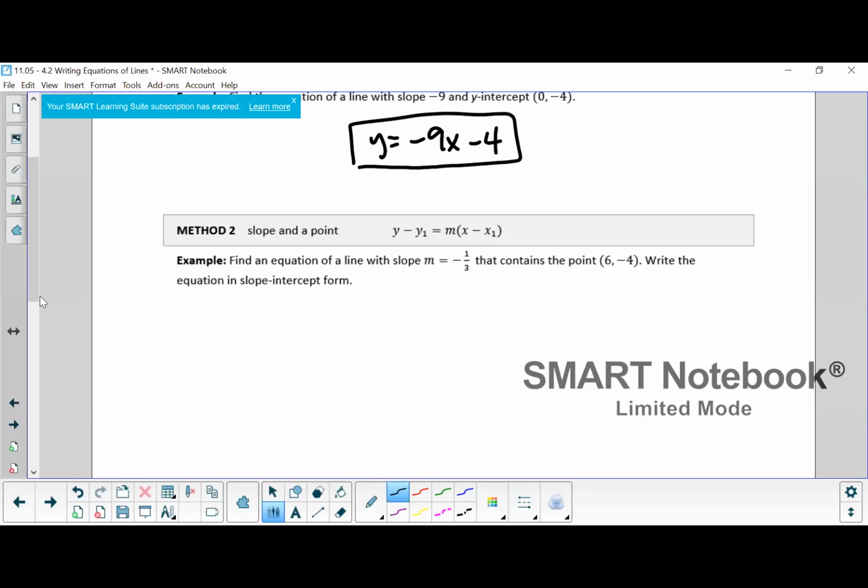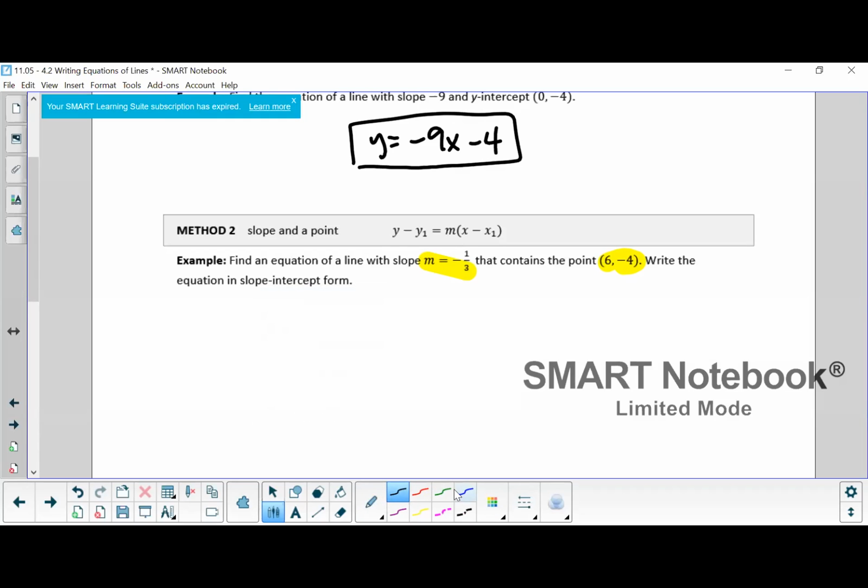All right. So for this example, you'll have a problem. You'll be given the slope. So here we have m equals -1/3. And then you're given a point that the line contains. Notice there's no 0 in that point, right? It's not an intercept. Those are special kinds of points. This is just a random point, 6, -4. And we want to write the equation in slope-intercept form.